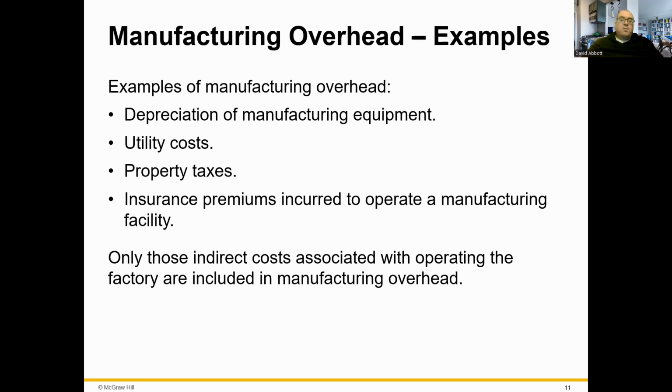Property taxes would be another one. And then insurance premiums incurred in operating a factory. Again, you're not going to be able to segregate that out. So only those costs that are associated with operating a factory would be considered manufacturing overhead. So you have overhead that also deals with the whole organization, like the sales force. We're not talking about that here. That wouldn't be part of manufacturing overhead. It has to be involved with the actual factory itself.